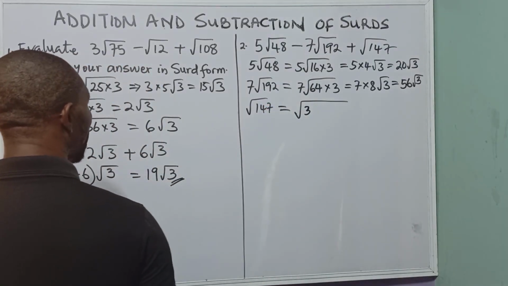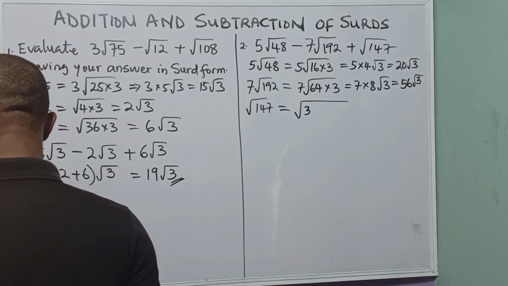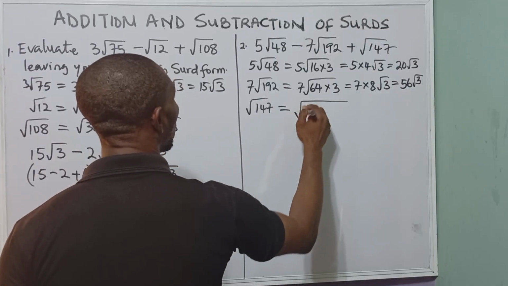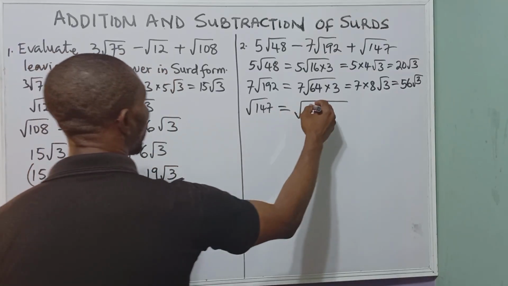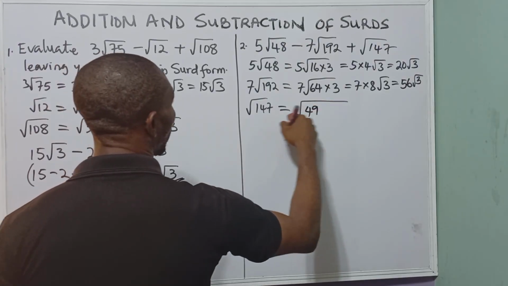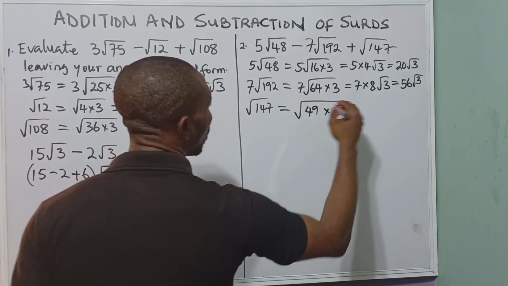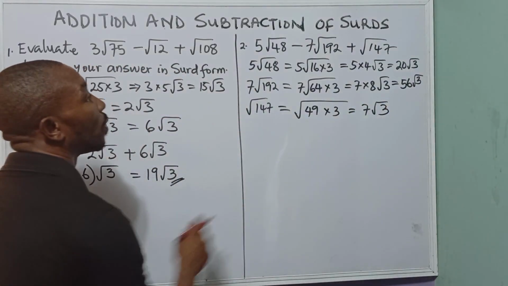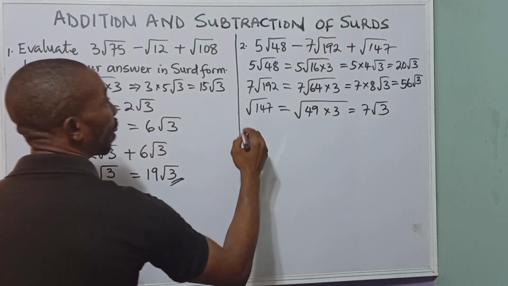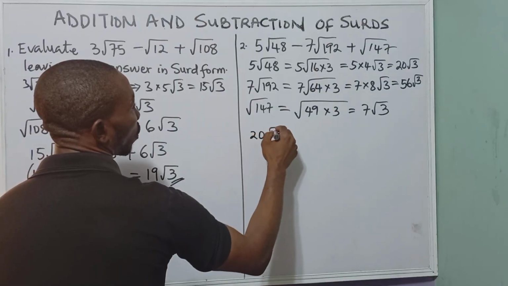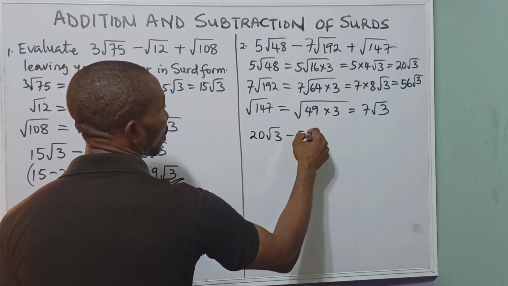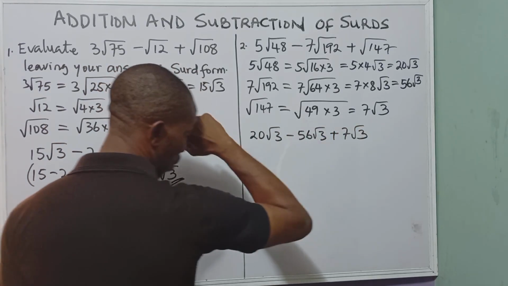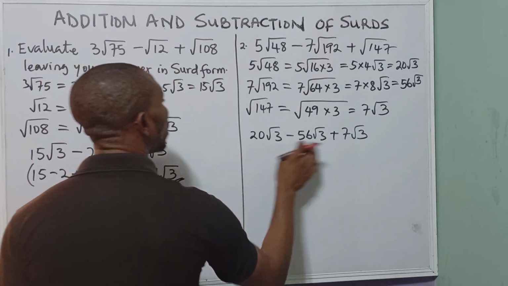Dividing 3 into 12 will give us 4, into 27 will give us 9, so that will be 49 times 3, so this gives us 7 root 3. Now replacing this, we have 20 root 3 minus 56 root 3 plus 7 root 3. All have the same root sign of 3.